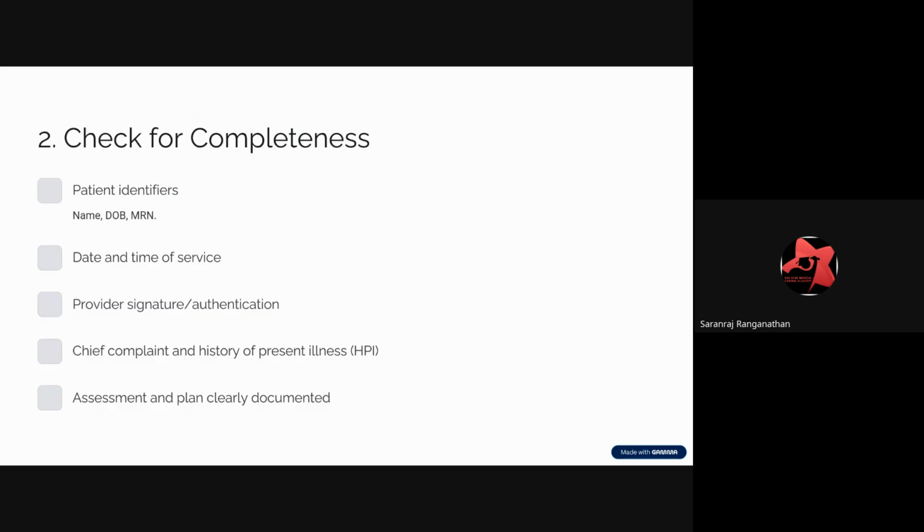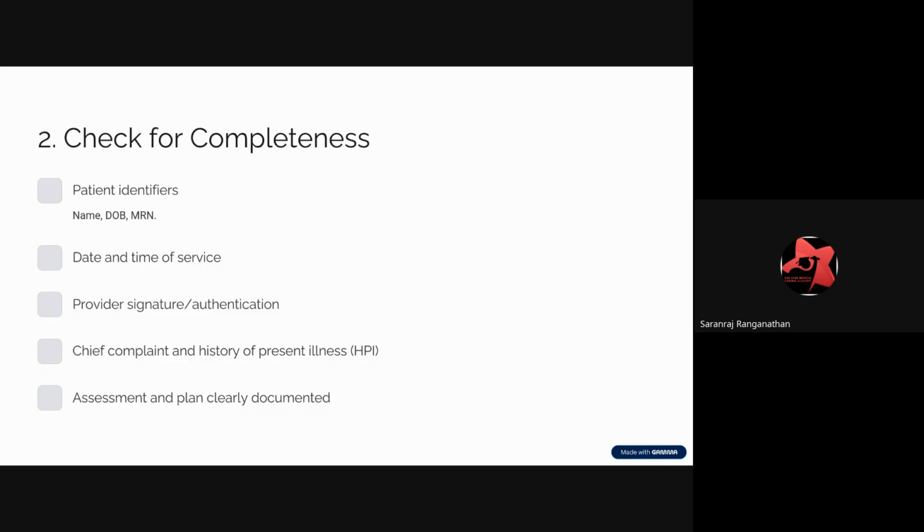These are the list of things: patient identifiers, like your name, date of birth, and the MRN number, or patient ID, patient group ID, reference number. All of this should be available in the documentation. That is one important thing. That is a patient identifier.